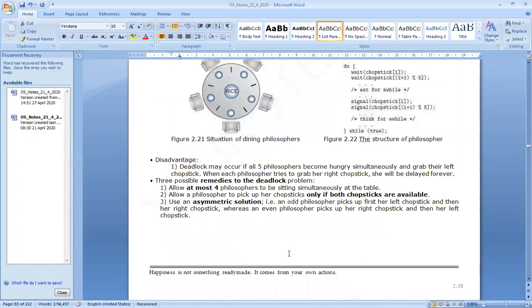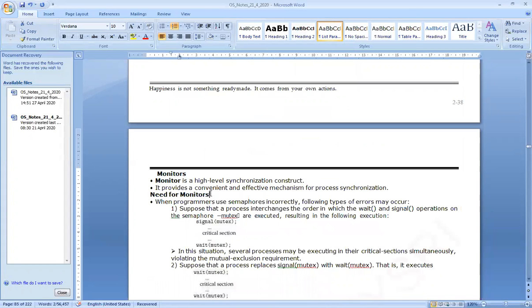That is called monitors. So what does monitor mean? This is a different concept, like your semaphore and your critical section. Let us understand what a monitor is. Monitor is a high level synchronization construct. Please understand here, it is a high level synchronization construct.